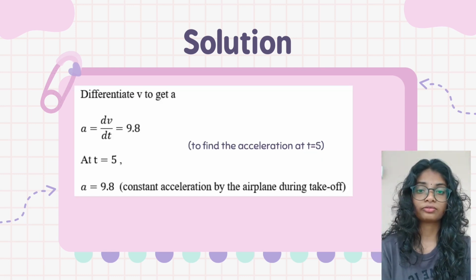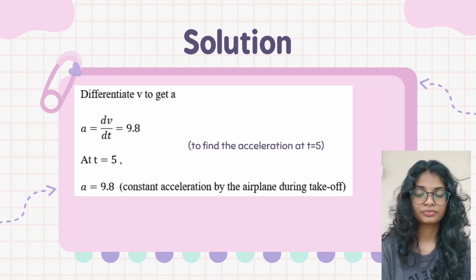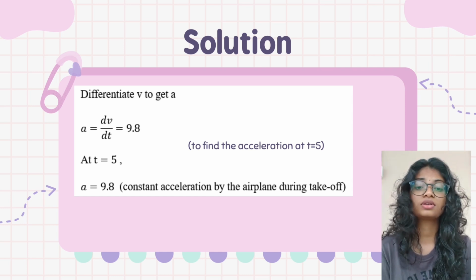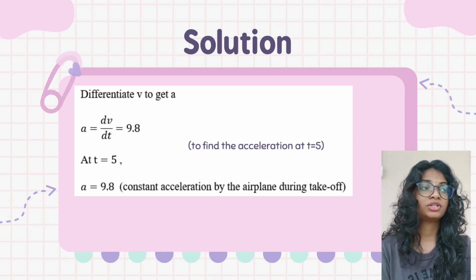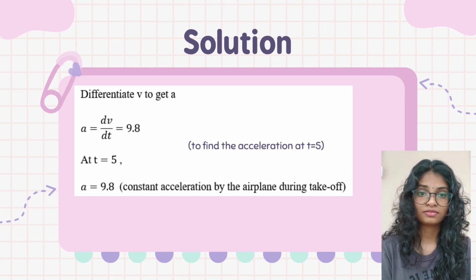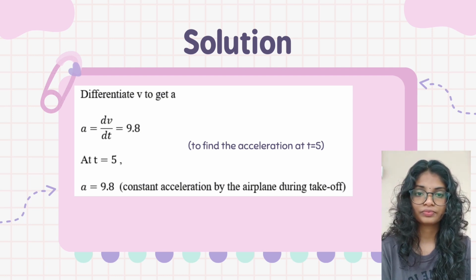For the second part of the question, where I have to determine the acceleration of the airplane at t = 5 seconds, I first find the equation of acceleration. To find the equation of acceleration, I have to differentiate the equation of velocity. Therefore, the new equation for acceleration is 9.8. Then I substitute t = 5 to determine the acceleration. Since there is no t in this equation, the final answer for acceleration at t = 5 seconds is 9.8.